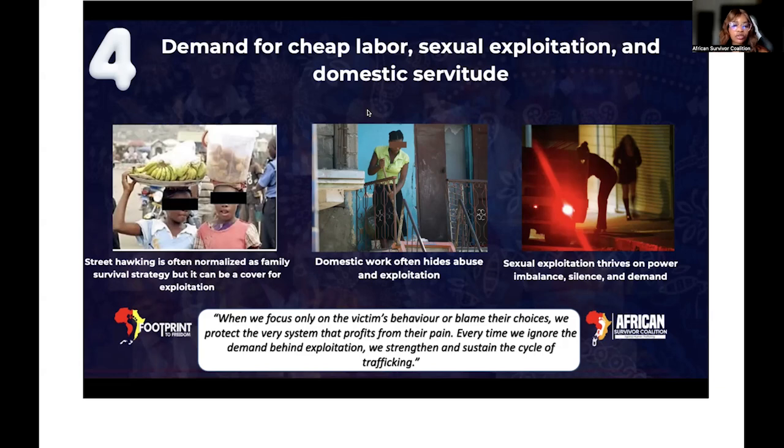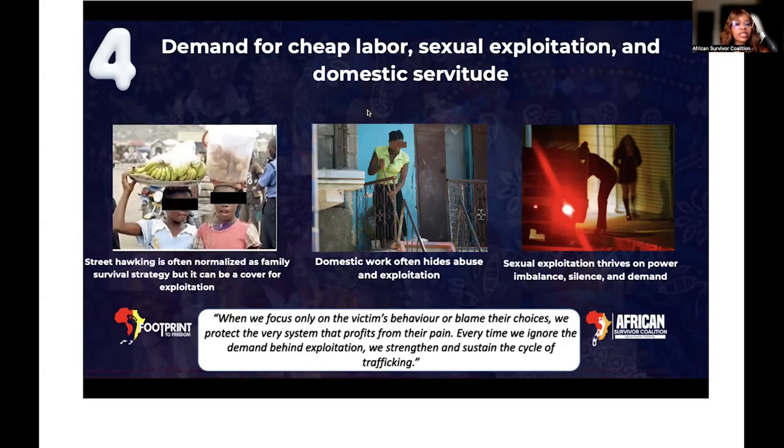Let's take street hawking, for example, looking at child street hawking. A child selling pure water or oranges or recharge card on the street sometimes. Sometimes we look at this as a family trying to hustle. But let's ask the real hard questions here. Who is collecting the money from these kids? Are the children allowed to go to school? What happens if they don't meet their daily targets?